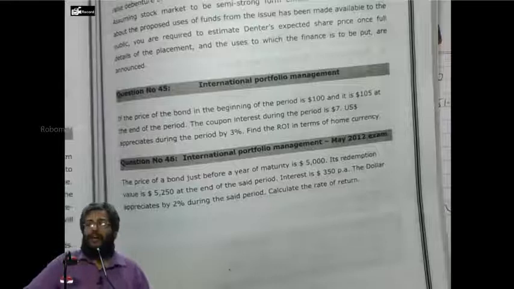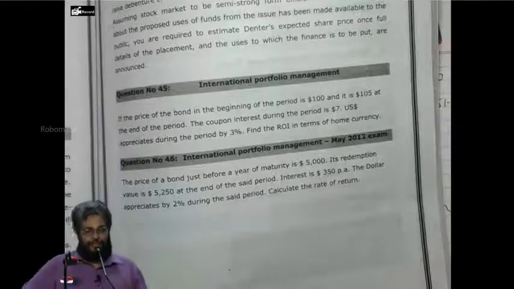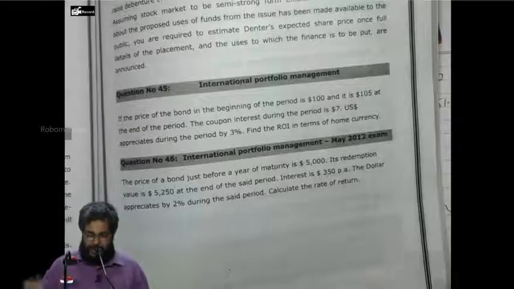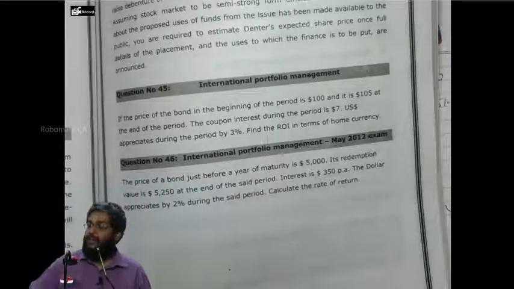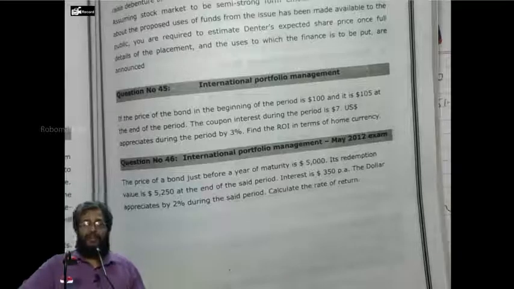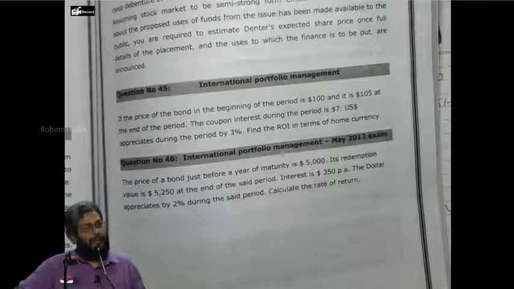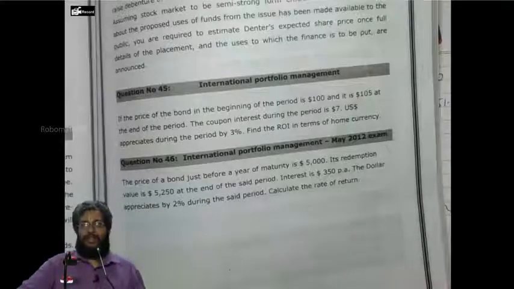Right? $1 is equal to what into what? 50 rupees into, does the dollar depreciate or appreciate? Appreciate. How much percent? 2%. 50 rupees into 102%. How much is it going to be here? 51 rupees. $1 is equal to 51 rupees.